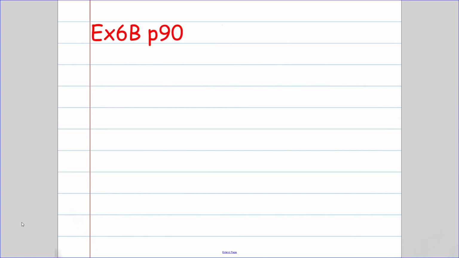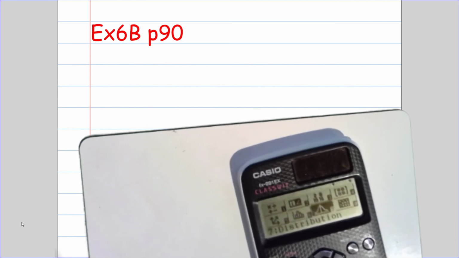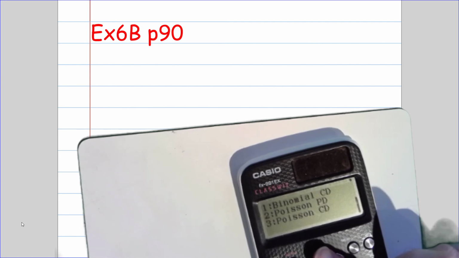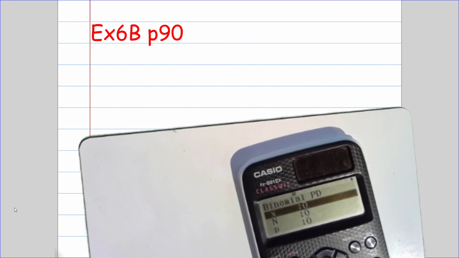Have a go at this exercise, which is on page 90 of the online textbook, which is exercise 6b. This is getting used to being able to pick out N and P from your question, and starting to be able to use the calculator to work out probabilities. Quick reminder with your calculator, make sure you are going on distribution, which is here, and then on binomial PD, which is option 4. In the next lesson, we'll look at binomial CD, which is a different distribution. It's a cumulative version of the one we've done. So this is option 4. And then variable in order to get just one particular value.